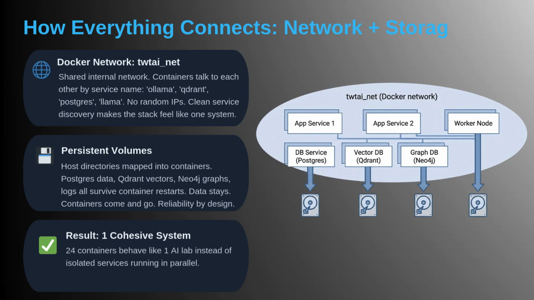Second is storage. Data lives on host volumes that are mounted into the containers. Postgres, Qdrant, Neo4j, and other key services all write their databases and logs into directories on the machine. If a container crashes, gets rebuilt, or updates to a new version, those volumes stay in place. This combination, a shared internal network plus persistent volumes, means the stack behaves like one cohesive AI lab, not a set of temporary demos. Services can find each other reliably, and your knowledge survives beyond any single container's life.